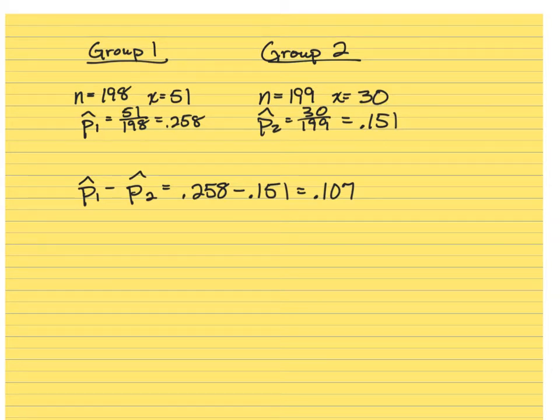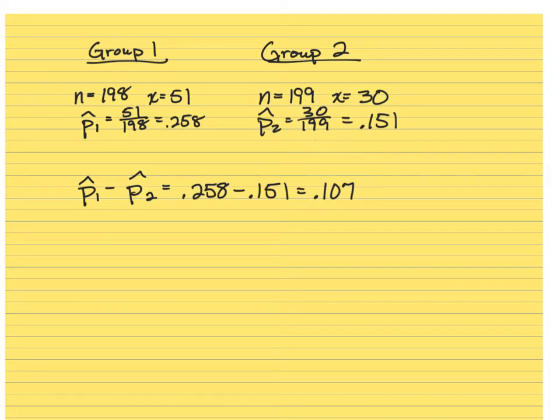We've got group one of smokers using a program to quit smoking, and we see that 25% of them were successful using program one. In group two, we had 15% that were successful using program two. And so, what's the difference between these two? That's pretty simple. That's 0.258 minus 0.151. So, there's 10 percentage points of difference between the people that use program one versus the people that use program two.